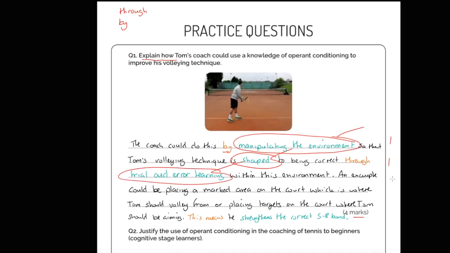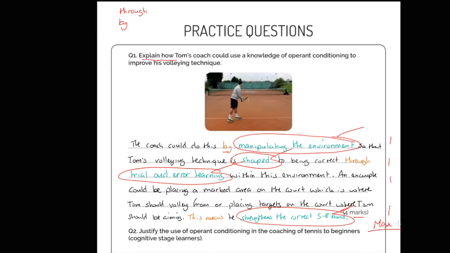So I'm getting all of my key language into my explanation of how this will be done within this environment. Okay, an example, and we want to relate it to Tom's volleying, of course, could be placing a marked area on the court, which is where Tom should volley from. Now, I might get a mark for that. I'm shaping the environment, so we've got Tom's volleying position correct. Or placing targets on the court where Tom should be aiming. I'm shaping his behavior. I may well be getting my mark for that. This means he strengthens the correct SR bond. Okay, and let me give it for that one and I'll get my max.